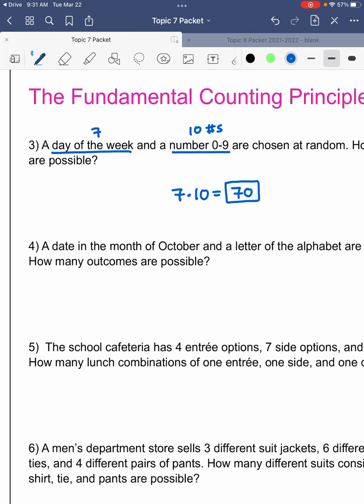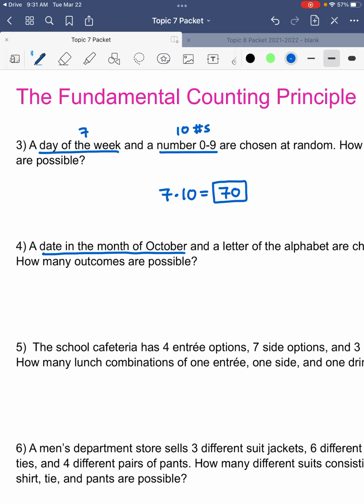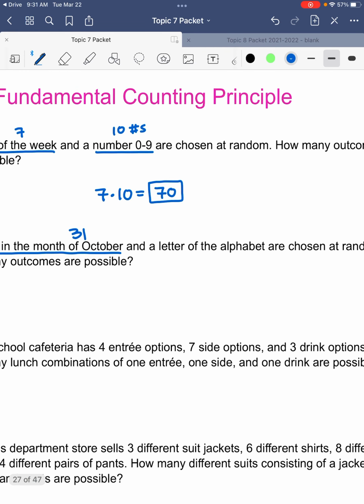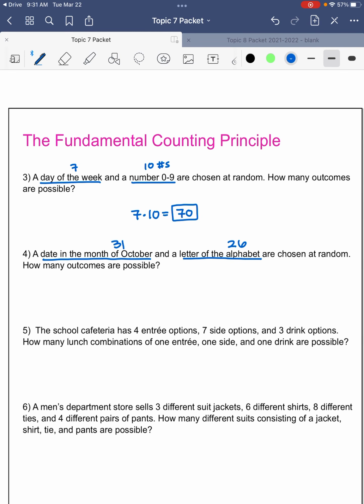Well, a date in the month of October. How many days are there in October? There are 31. I know that because Halloween is the last day of October and it's always October 31st. Okay? And the letter of the alphabet are chosen at random. How many letters are in the alphabet? Well, you could list them all out and you would find out that there are 26. So the number of outcomes for my first event is 31 and the number of outcomes for my second event is 26. To find out how many outcomes are possible, I multiply these together.